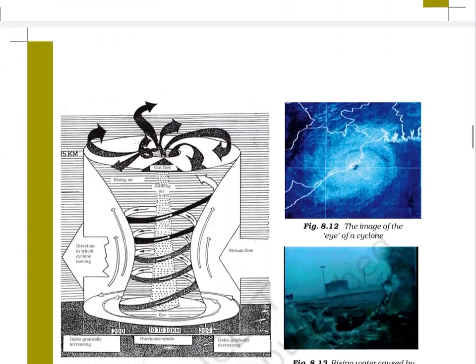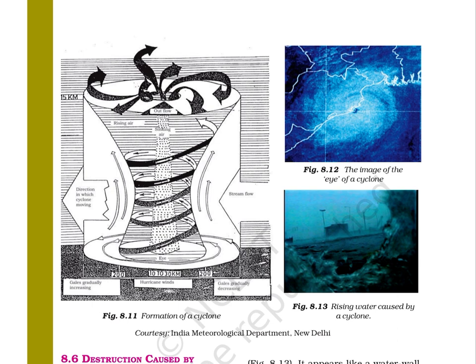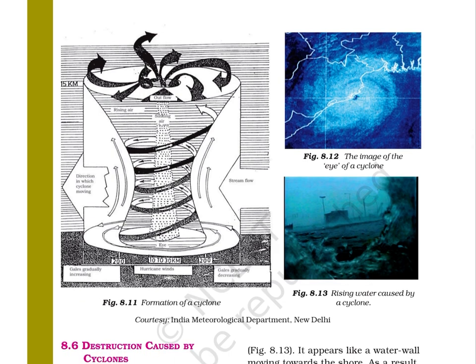Page 88. Figure 8.11. Formation of a cyclone. In this figure, we can observe the visual representation of formation of a cyclone. This particular cyclone is 15 kilometers high. The eye of the cyclone is 10 to 30 kilometers in radius. The winds around the eye are moving in an anti-clockwise direction. The stream flow is from east to west. Same goes for the direction in which the cyclone is moving.